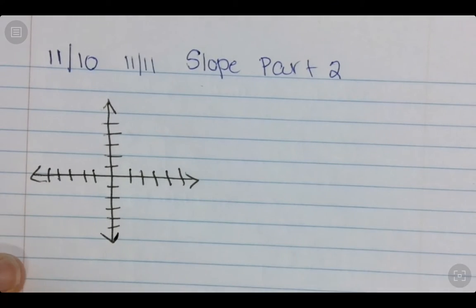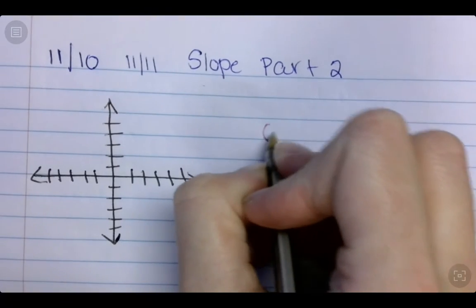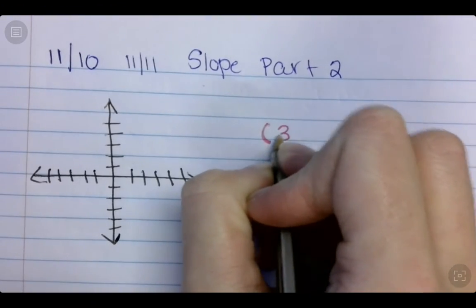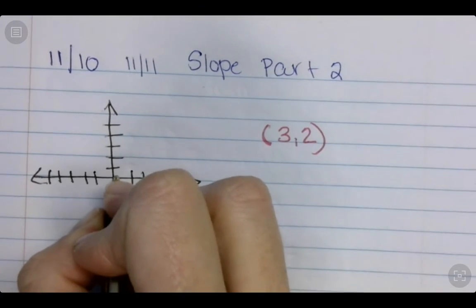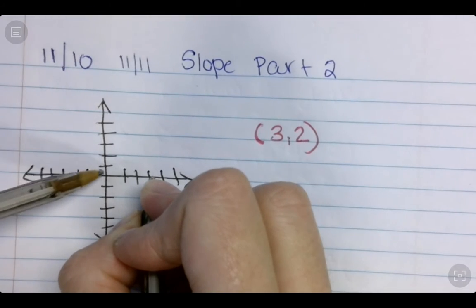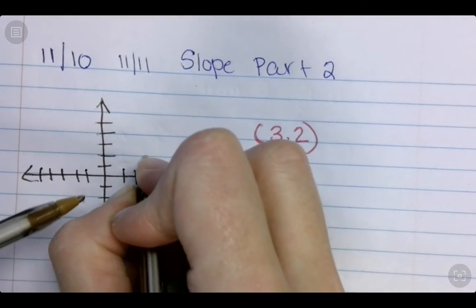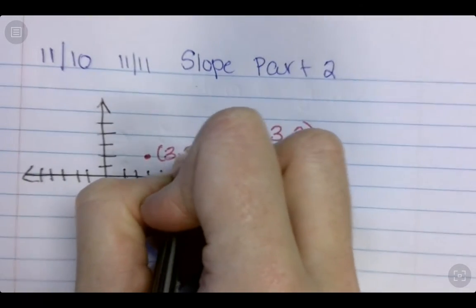All right. We're going to put 2 points on it. The first point is going to be 3, 2. So find 1, 2, 3 on the x-axis. Find 1, 2 on the y-axis. Where the 2 meet is going to be the point 3, 2.